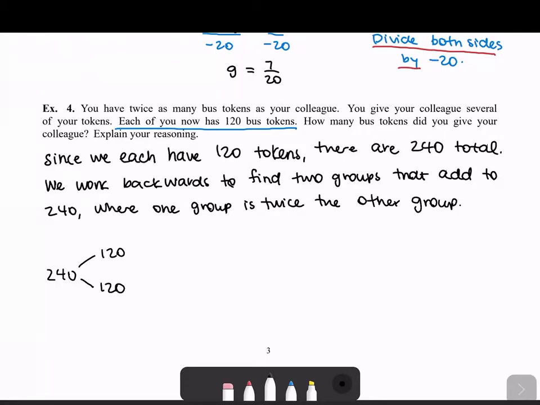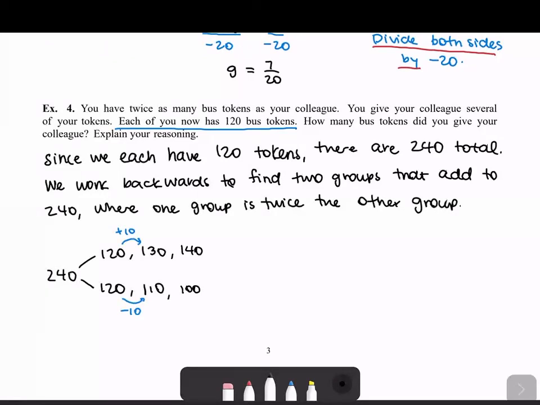So we can do that in the following way. We can go from 120, we can add 10 to get 130 and subtract 10 to get 110. So to go from here to here, we add a 10. To go from here to here, we subtract a 10. And you'll notice that now we have a group of 130 and a group of 110. So these still add to 240, but now there's a difference of 20 between them. And so we can keep going. We go from 130 to 140 and 110 to 100.